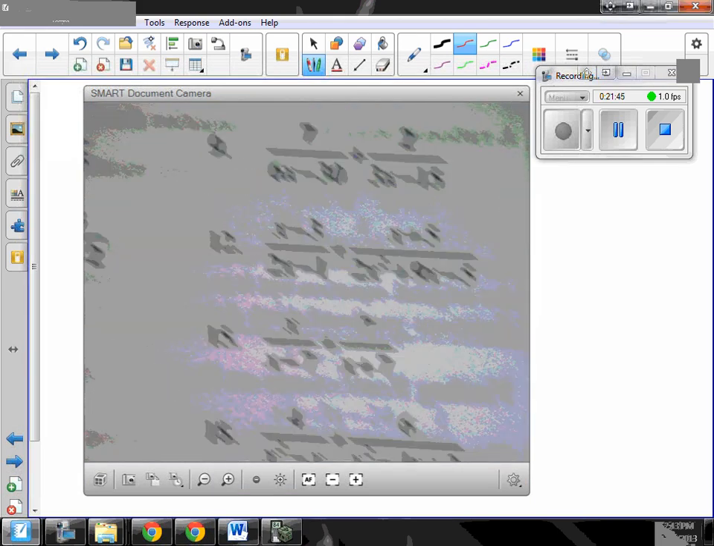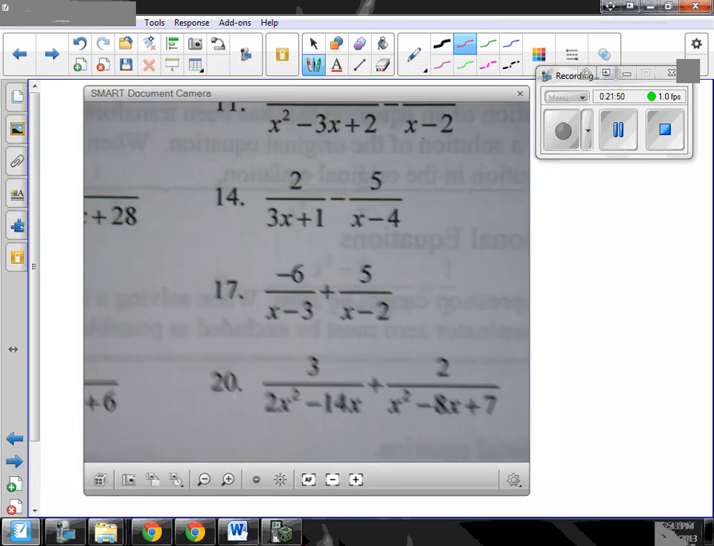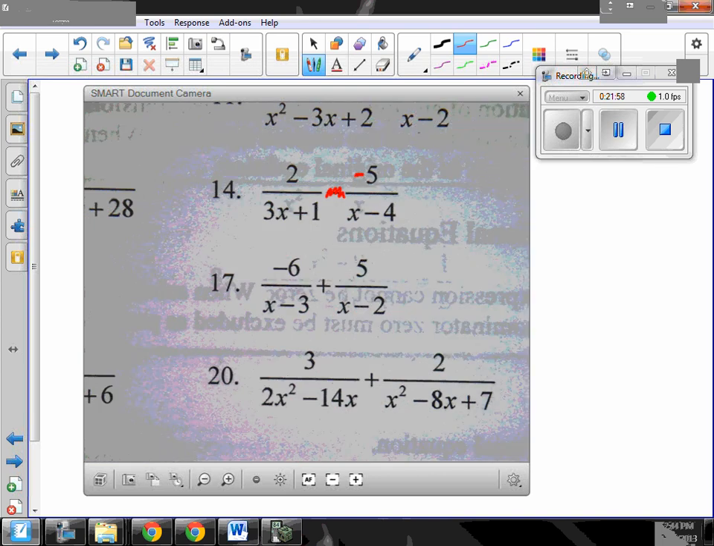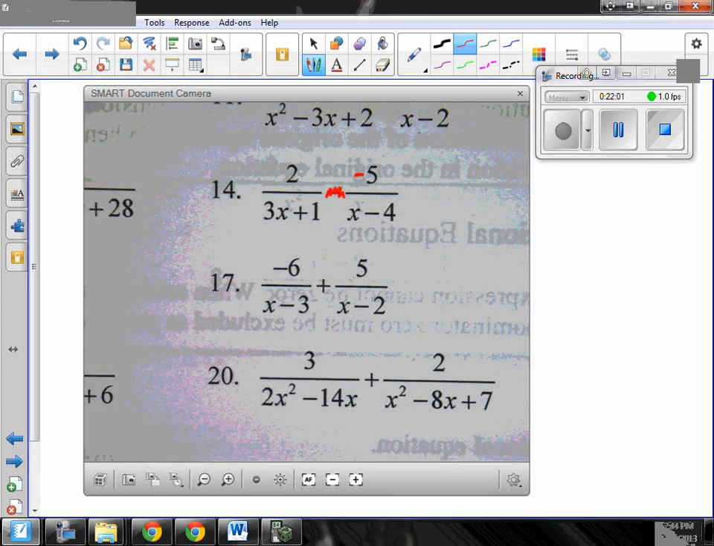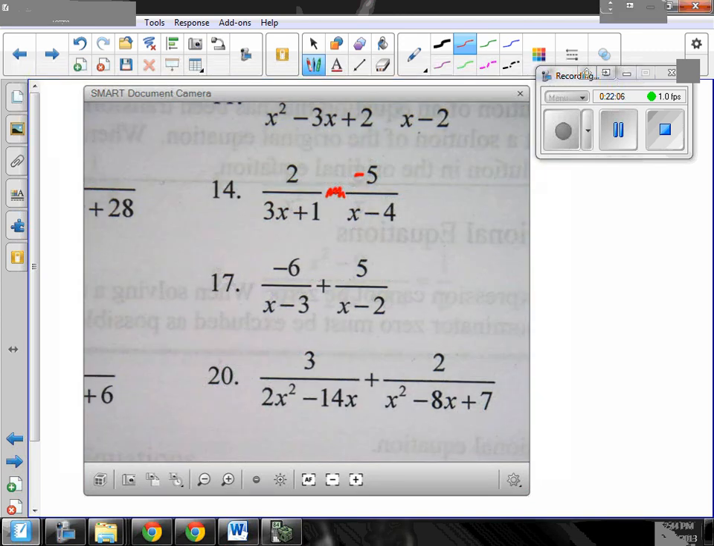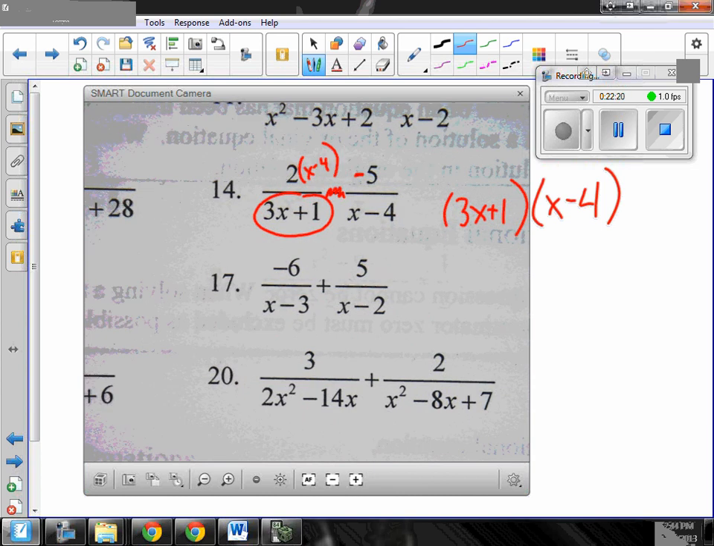Let's do number 14. Now this is a subtraction, so it's probably a good idea to move that negative up to the 5, or you might forget. What is my common denominator going to have in it? It's going to have a 3x plus 1 and an x minus 4. So what is my first denominator missing? An x minus 4. And my second one needs a 3x plus 1.